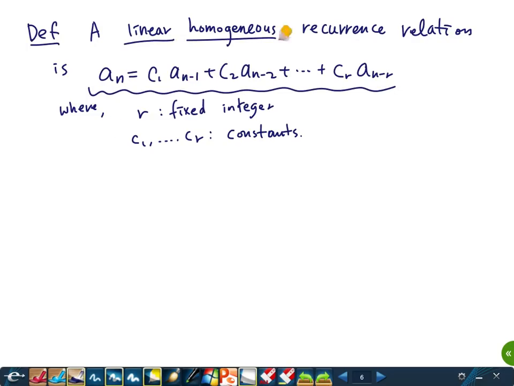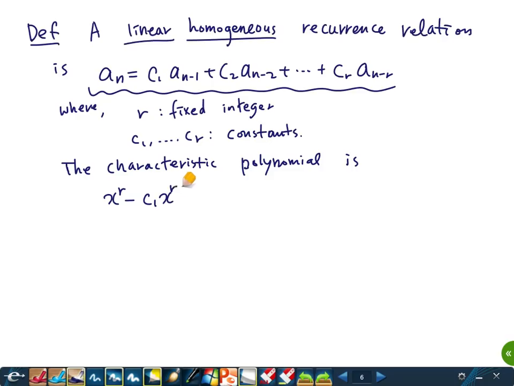And in this recurrence relation, the characteristic polynomial is the following. The characteristic polynomial is a polynomial of this form: x to the r minus C1 x to the r minus 1 minus C2 x to the r minus 2 minus dot dot dot minus CR equals 0. This is the equation that is obtained by putting An equals x to the n and then dividing both sides by the lowest power of x.